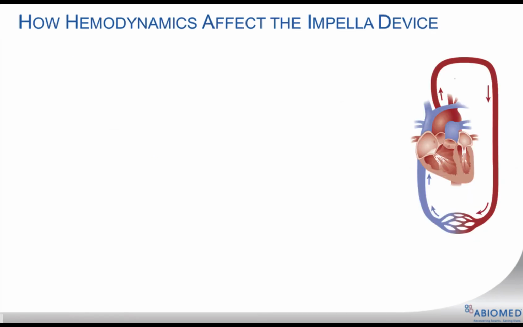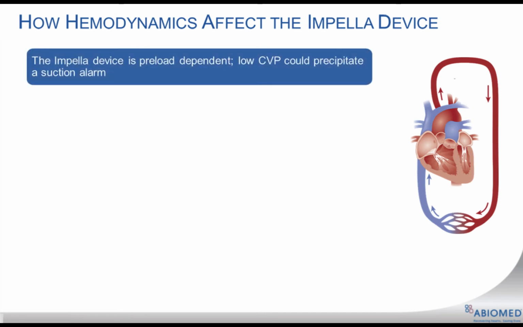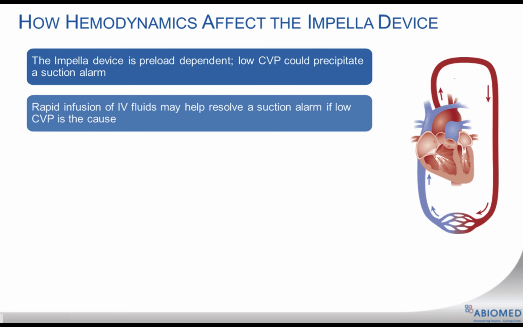Some concepts to keep in mind when caring for a patient with an Impella device. To pump blood, the Impella heart pump must have enough volume in the ventricle to prevent suction and support Impella device flow. Low volume could precipitate a suction alarm. If this is the cause, volume infusion could help remedy the situation.